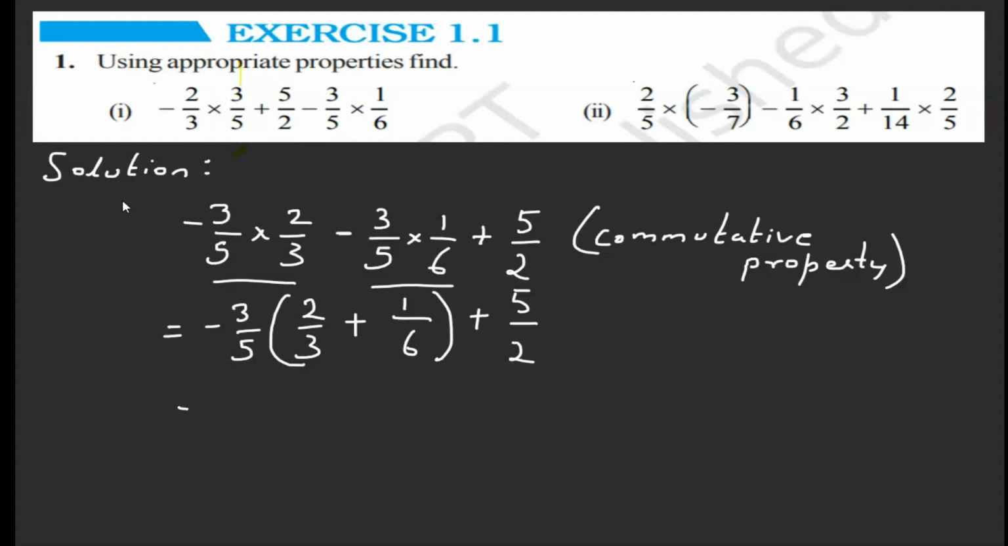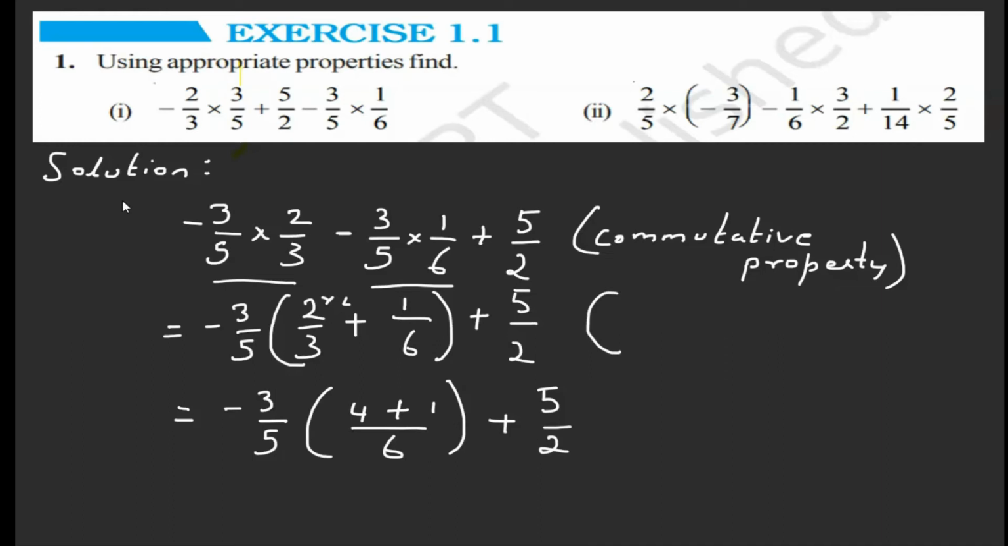So let us simplify the brackets. Minus 3 upon 5. Inside the brackets you can take the LCM. 3 and 6. LCM would be 6. So 3 2s are 6. So it is into 2, 4. This is plus in between. 6 1s are 6. So into 1 it is 1. Plus 5 by 2. So students, also which property we had used here in the earlier step?